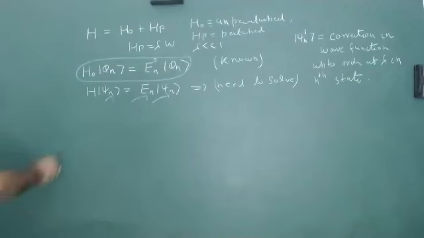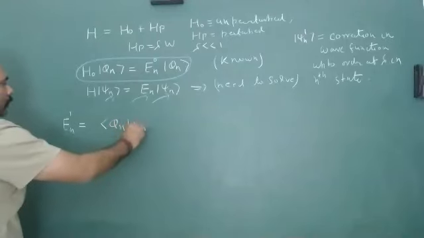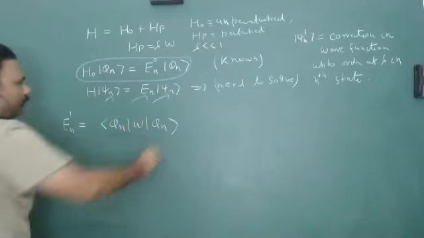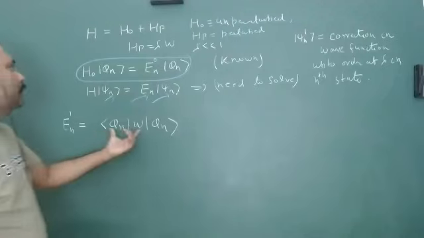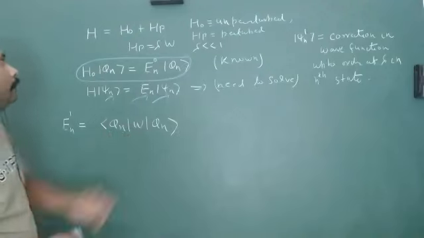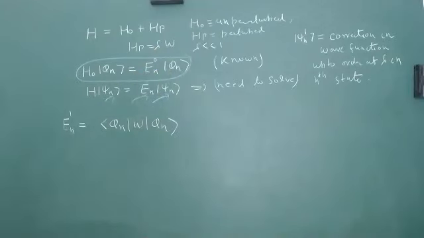So En1 is basically written as very simple ⟨φn|W|φn⟩. That's it. क्या है ये? Can anybody tell me what is En1? This is nothing but the expectation value of W on φn. That's it. This is En1. So this is the correction in energy due to perturbation up to order of lambda 1.